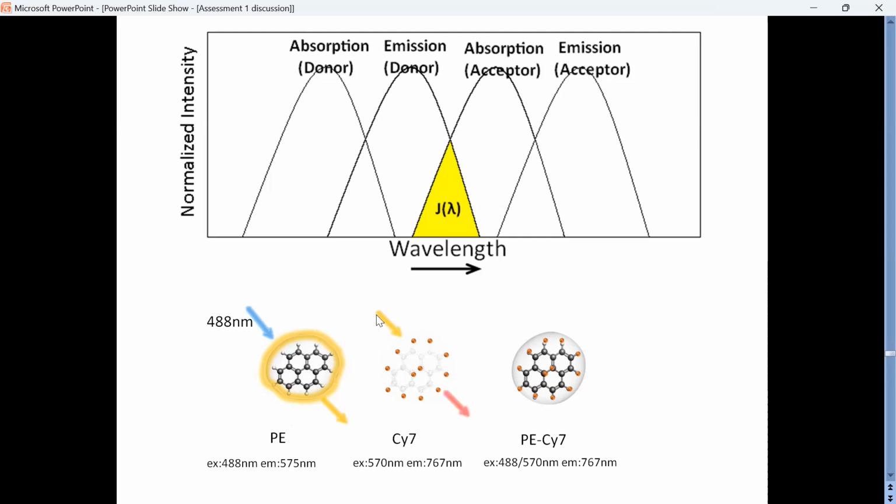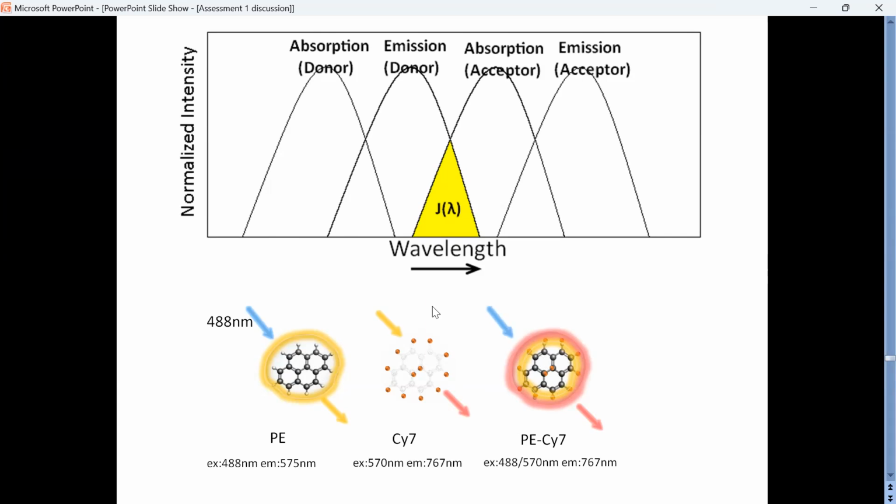For example, in your machine you don't have an orange laser. Then you cannot use Cy7 alone. But now you can use it by making it a tandem, so I'm combining PE and Cy7. So this is what results. When I'm using this, this tandem will be excited by the blue laser, same as the parent or donor fluorochrome, but the emitted light will be that of Cy7, red color. That is the beauty of using tandem dyes.